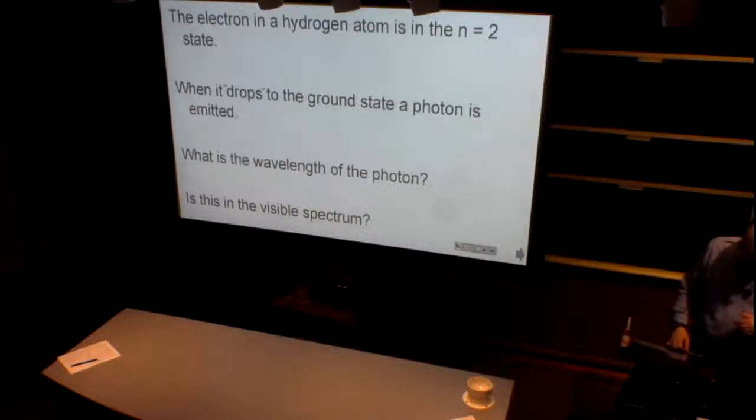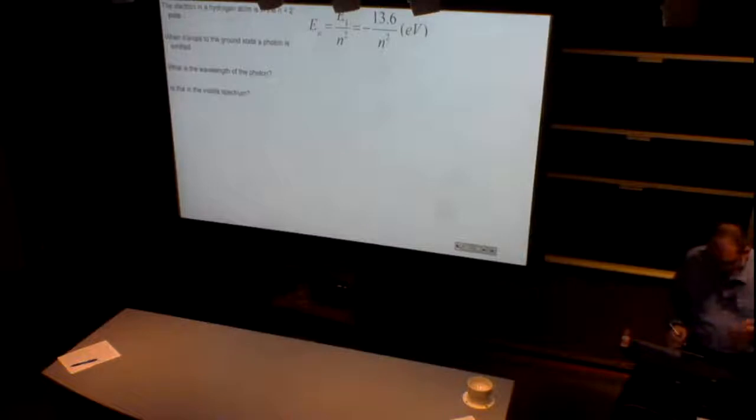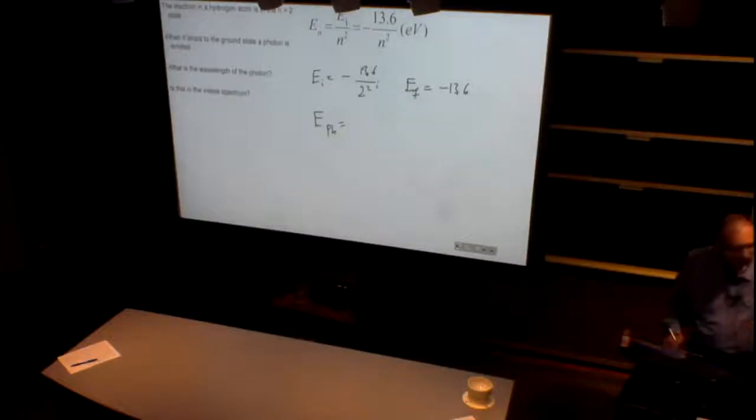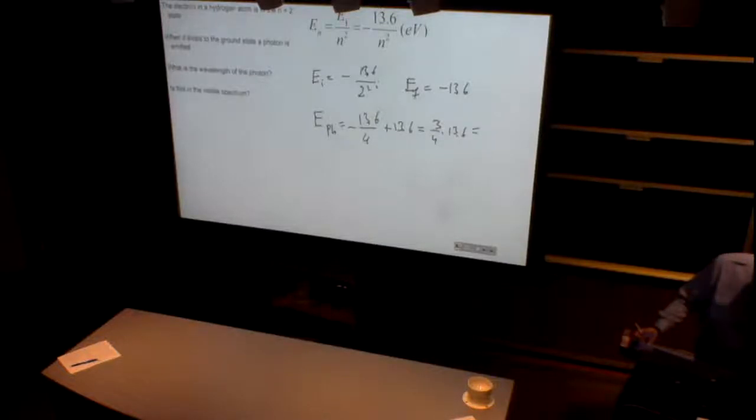So in this situation, an electron is in the second state and it drops, energy decreases. Calculate the wavelength. Well, that's a very simple problem again. The initial state is negative 13.6 over 2 squared, but the final state is negative 13.6 electron volts. And now the photon energy will be equal to the difference, basically 13.6 minus 13.6 over 4, which is 3 over 4 times 13.6 electron volts.